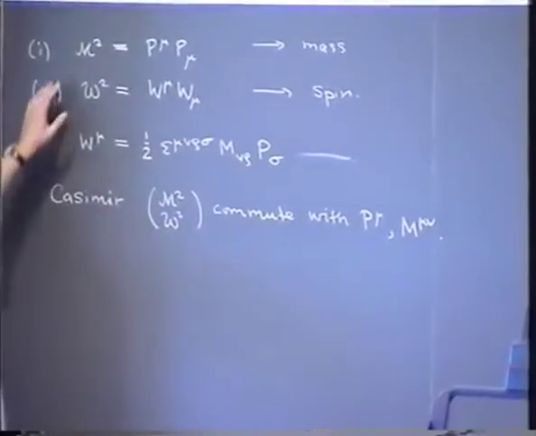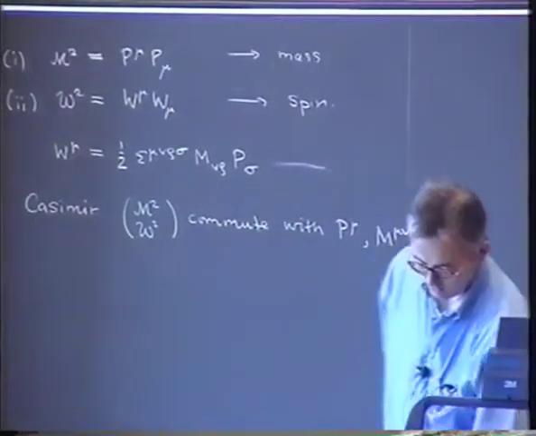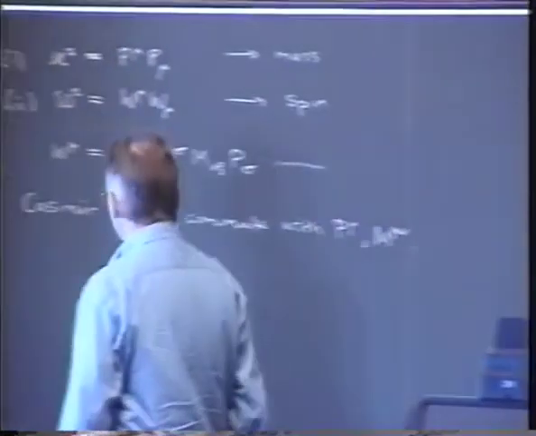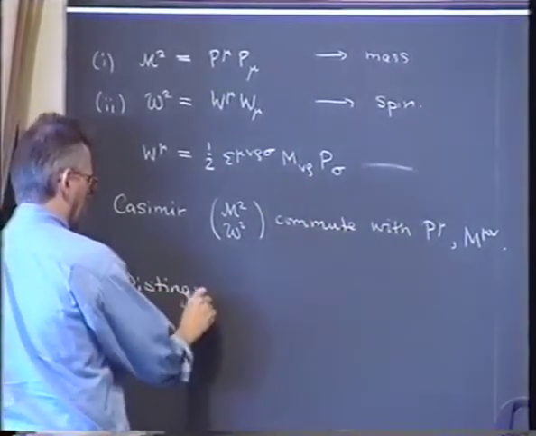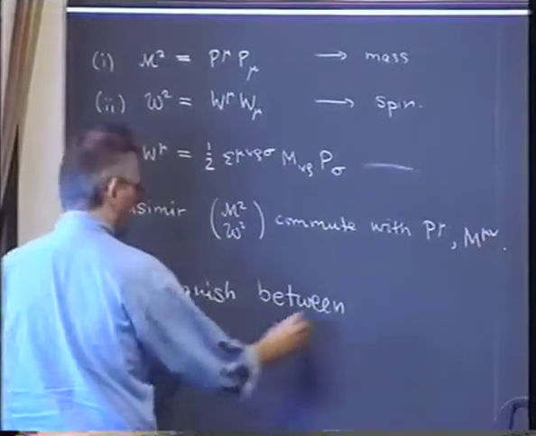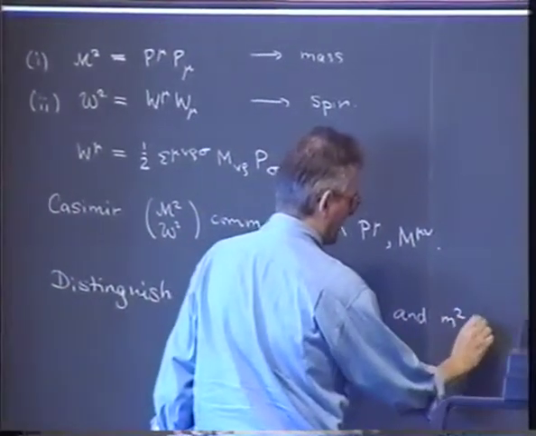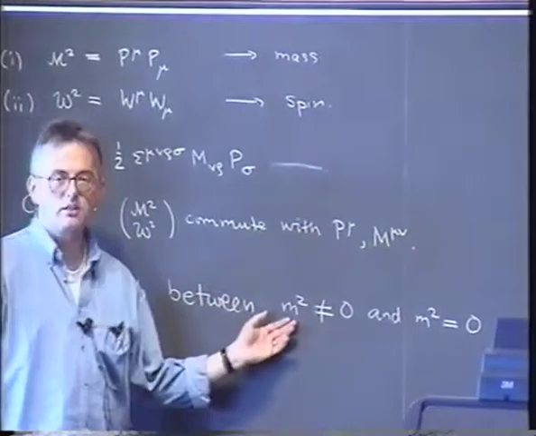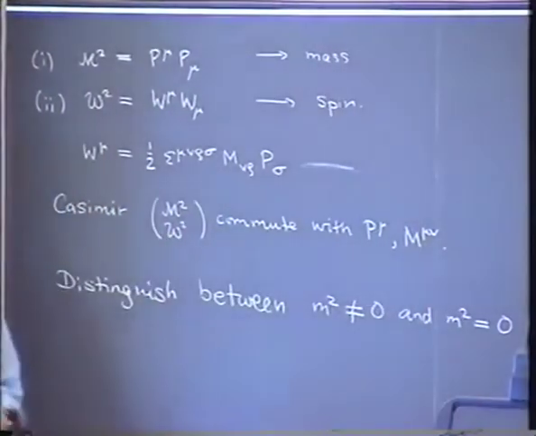This is already enough to classify the representations. You just have to be careful about m squared: you have to distinguish two different cases, according to whether you are dealing with a massive or a massless representation, so m squared different from 0 and m squared equals 0. As you perhaps know, the representations in these two cases are indeed different, in the sense that the number of states you get does differ.